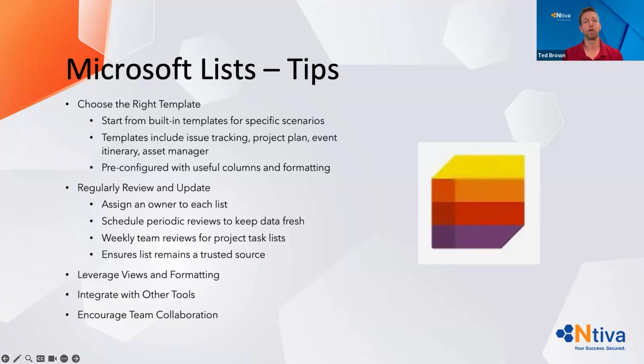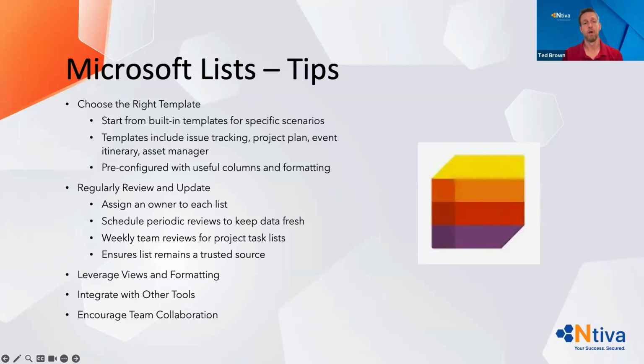But also take a look at regular review and updates. A list is only useful as it is current. Assign owners to each list and schedule periodic reviews to keep the data fresh. For example, in a project task list, a weekly team meeting reviews all lists and ensures that everything is updated with statuses. Regular maintenance ensures that the list remains a trusted source and team members continue to rely on it.